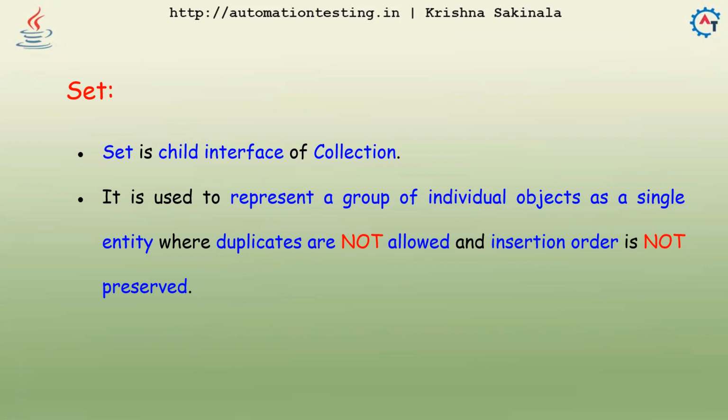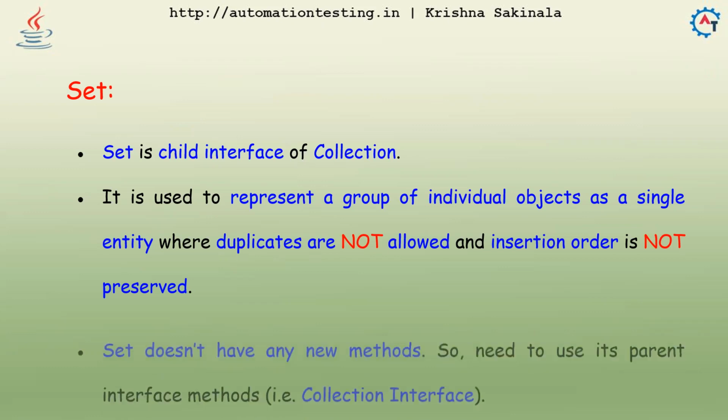In the list, we can insert duplicate values, and the insertion order is preserved, meaning in which order you store, it will be stored in the same order. But coming to the set, set will not allow duplicate values and insertion order is not preserved. The way you stored or inserted the values, it will not be stored in the same order. So that is the difference between these two, and this is all about set.